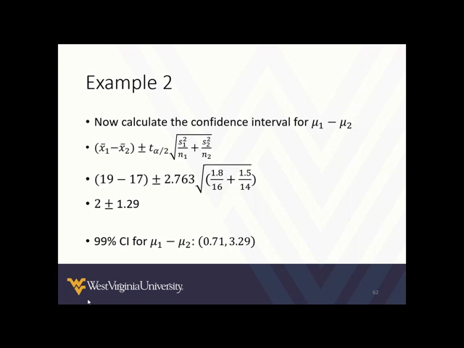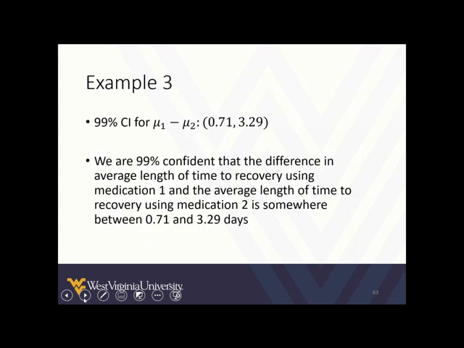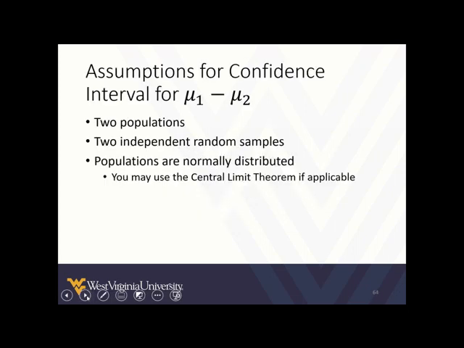If you recall, in our example 2, it was 0.7 to 3.30, so it has just altered a little bit. And so what we can say properly is that we are 99% confident the difference in average length of time to recovery using medication 1 and the average length of time to recovery using medication 2 is somewhere between 0.71 and 3.29 days.